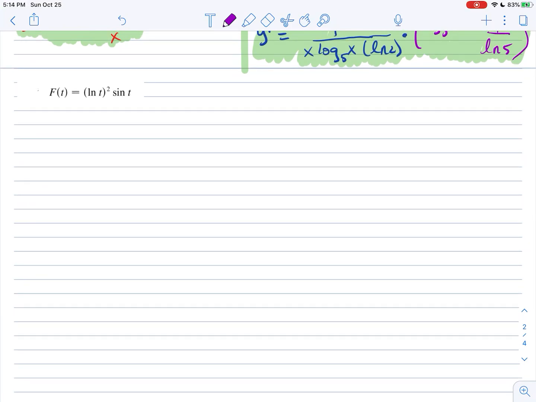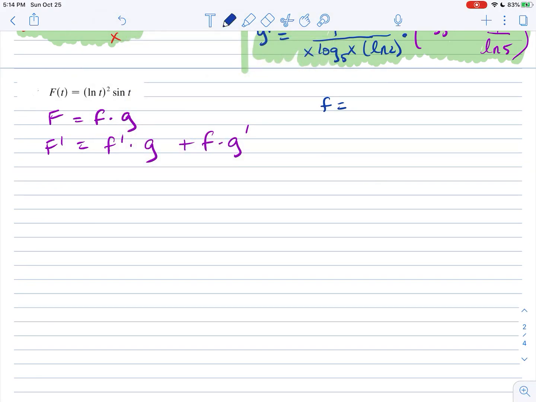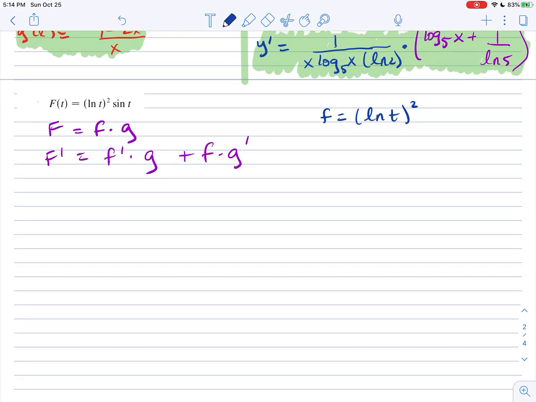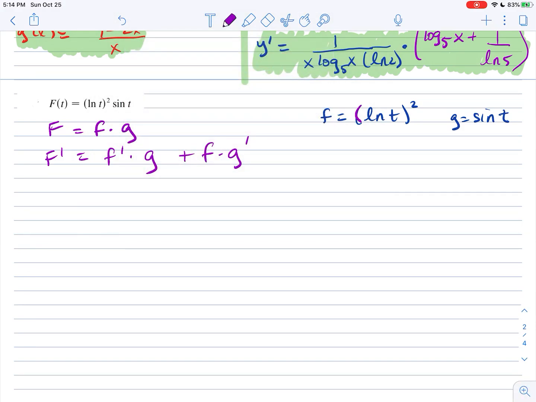All right, so final example here, and just taking derivatives of logarithmic functions. I have f of t is equal to ln of t squared times sine of t. And I do have that this is a derivative of a product. So I know that my f prime, again, is going to be the derivative of the first times the second, plus the first times the derivative of the second, where we have that f here is equal to ln of t squared, and g here is equal to sine t.